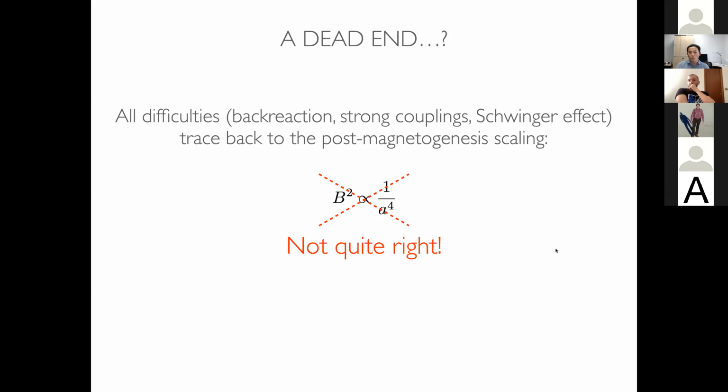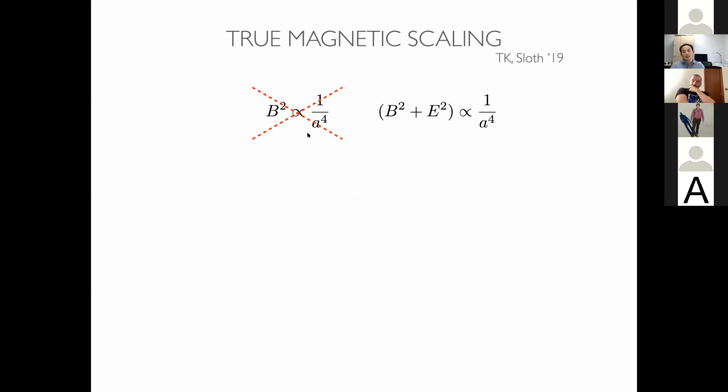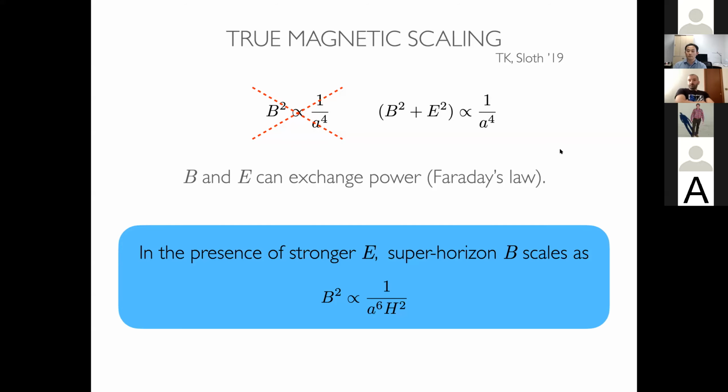So this has been the situation, but recently with Martin Sloth, we noticed that this is not quite right. The reason we don't think this magnetic scaling is correct is that it's not the magnetic field alone that redshifts like a⁻⁴, but the sum of the electric and magnetic fields, because the sum is what makes up the radiation density. Another important point is that the electric and magnetic fields can exchange power, because Faraday's law allows for that. So, for example, if you have an electric field larger than the magnetic field, then the electric field can source the magnetic field even after the magnetogenesis phase is over, and so it can slow down the redshifting behavior of the magnetic field. When you have a stronger electric field, the correct redshifting behavior of the magnetic field is slower than the traditionally assumed a⁻⁴ in a decelerating universe.